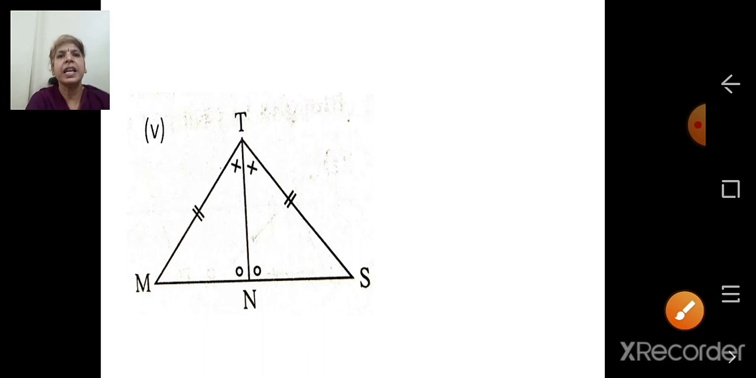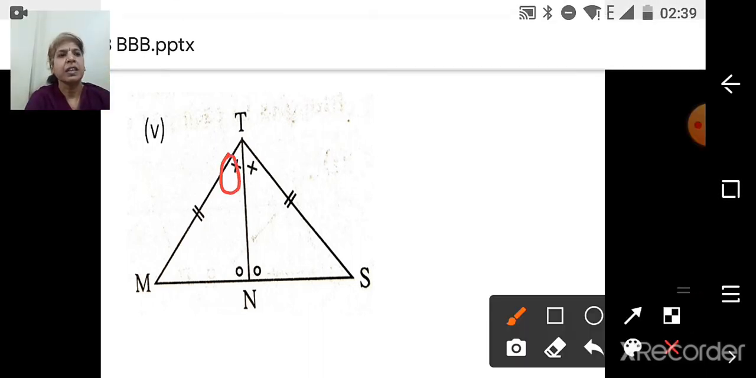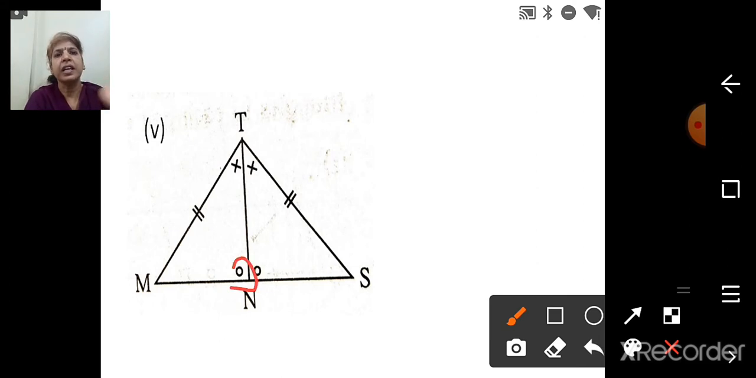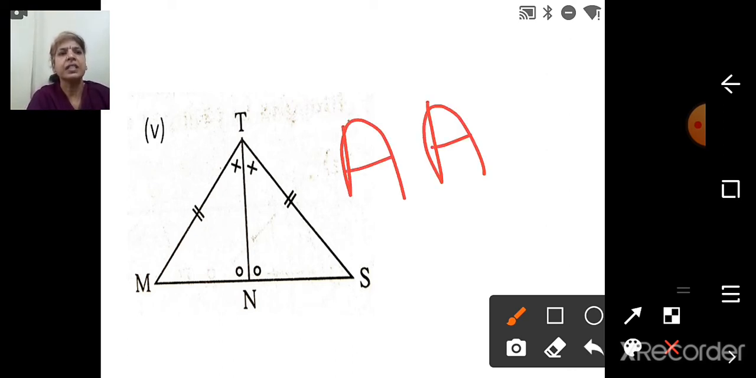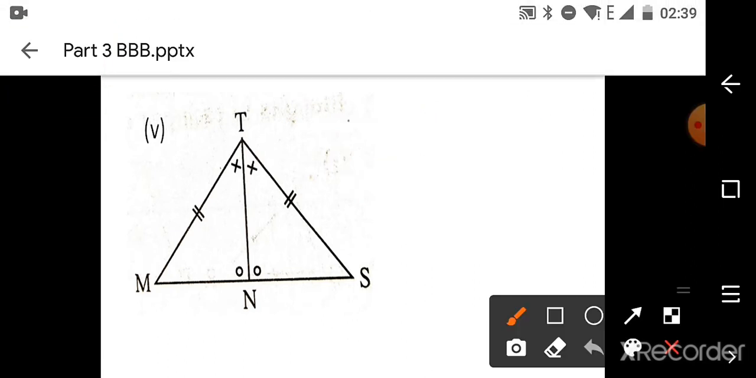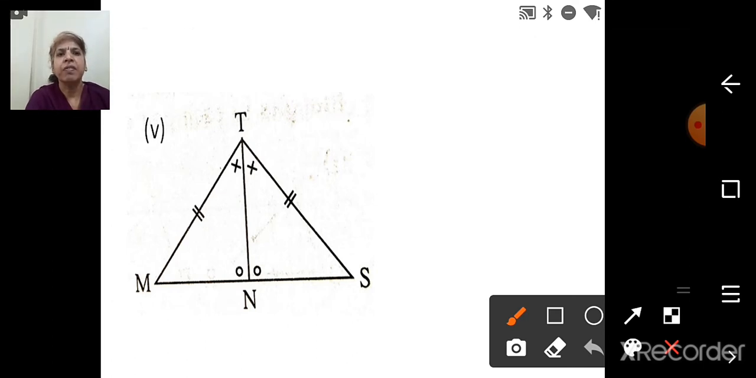Now which are the identical marks given? One angle is given, then another angle is given, a side is given, right? So we can say angle, angle, side test. Yes, children? Okay, now also observe the figure and you will find that TN is common. One common side is also there. So we have to consider that also.